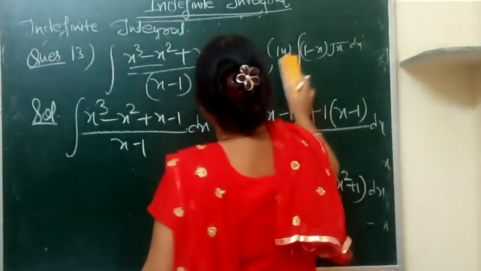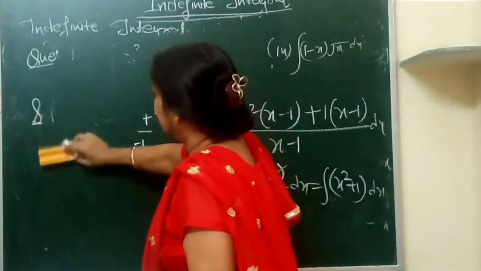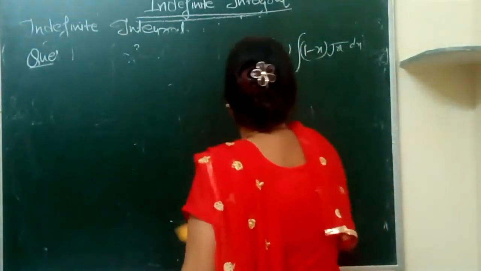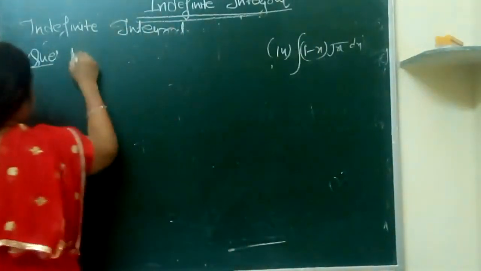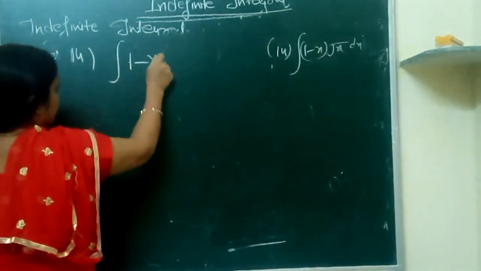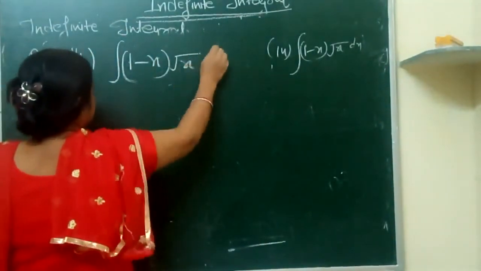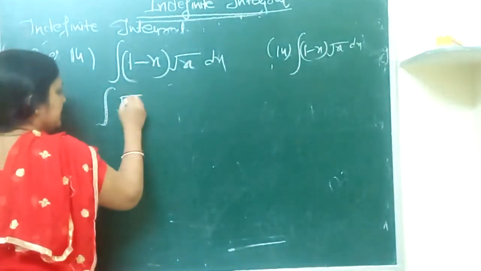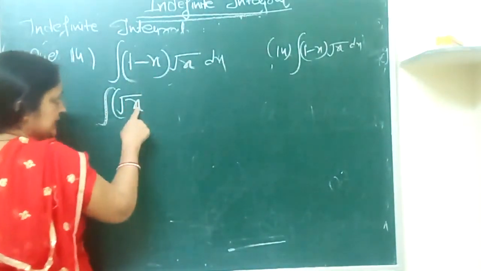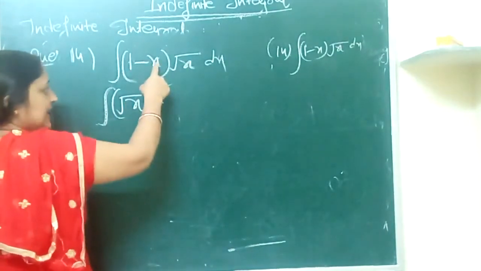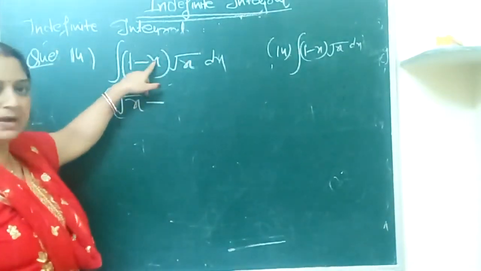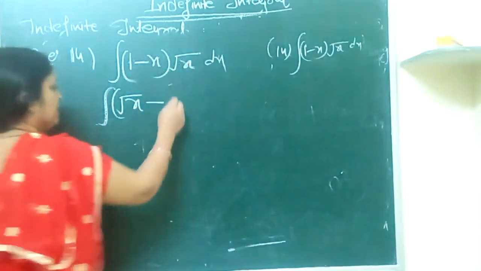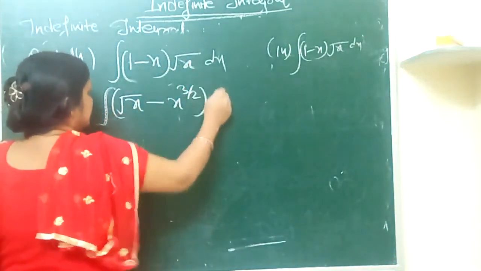Now we will solve question number 14. The question number 14 is the integration of (1 minus x) root x dx. So this is a simple question. We can open the bracket. After opening the bracket, it will come 1 minus root x, that is root x minus x into root x. You know what is the power of this root x? That is half. So it will come x raised to power 3 by 2 dx.